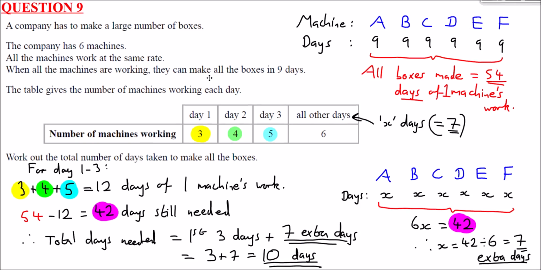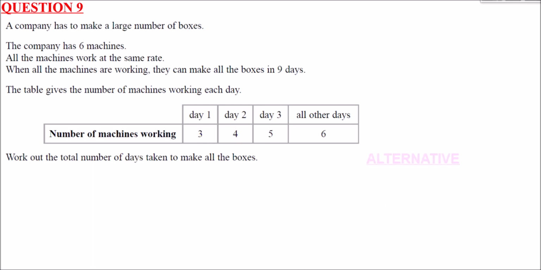I would, however, like to show you an alternative approach to question 9, which might make more sense to you. It's longer, it's not as efficient, but it will get you there in terms of getting to the correct answer. So let's have a look at an alternative way of thinking about this. It still hinges on knowing that we'd need 54 working days if just one machine were working. So 6 multiplied by 9 days working, 6 times 9, we need 54 machine days. 54 days where one machine would be working flat out.